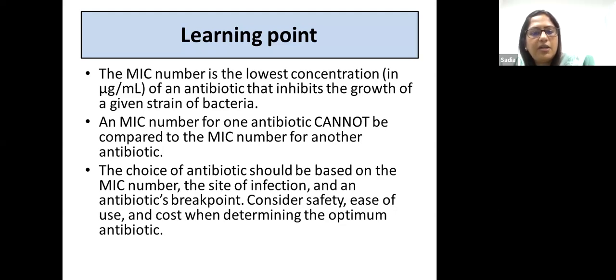And your choice of antibiotic again should depend upon many things other than MIC. The site of infection, the antibiotic's breakpoint, safety, ease of use, and cost. So these are many factors, but still after that, you may have 10 antibiotics in a report which are sensitive. How do you decide which may be the best for this patient once you have considered all the other factors like breakpoints, site of infection, safety, the cost of determining the optimum antibiotic? These, when you have considered, then what to do?